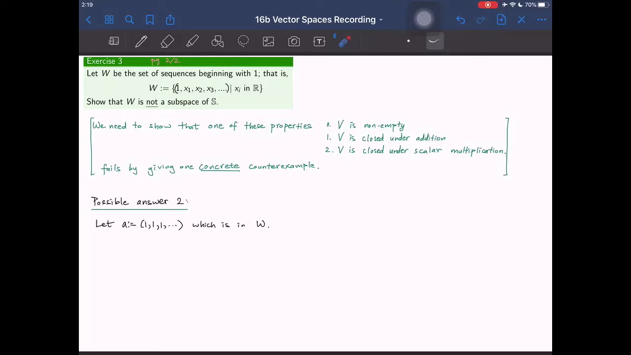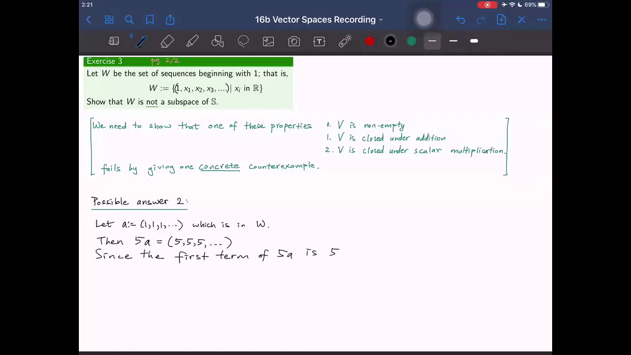Then A is in W. Now I will pick any number that is not 1, and that will turn the first entry to be a number that is not 1. Let me use 5 for my number. Scalar multiplication for sequences is defined term-wise, so I just do 1 times 5, 1 times 5. So I get a sequence where all entries are 5.